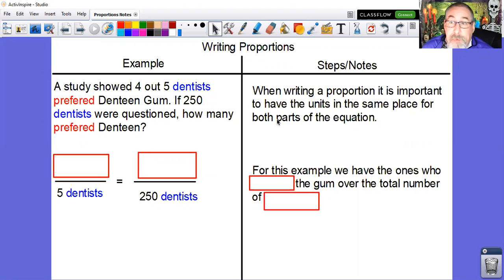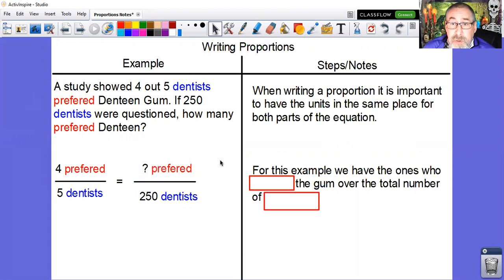This is our example. So when we write the proportions, we have to make sure that the parts are in the same place on both sides of the equal sign. So that means to have the same units in the same place on both sides of the equal sign. So here we have 4 out of 5 dentists. So we have 5 total dentists. Of those 5 dentists, 4 of them preferred dentin gum. So 4 preferred out of 5 dentists.